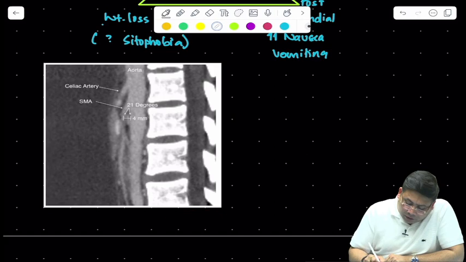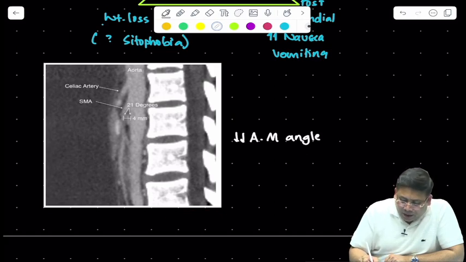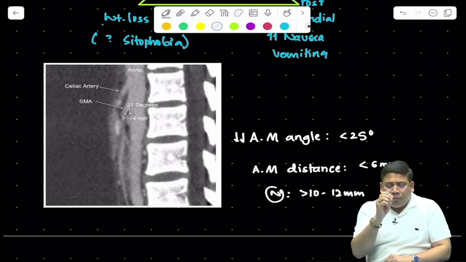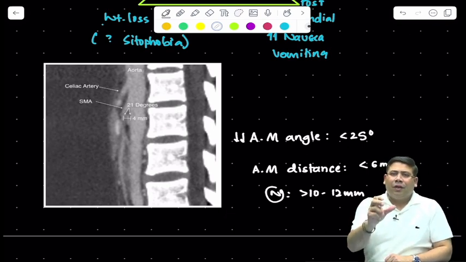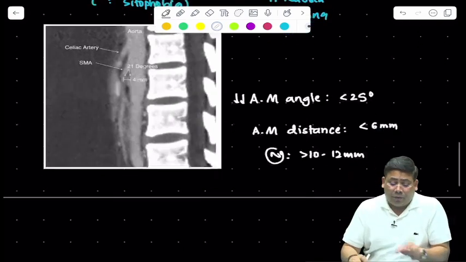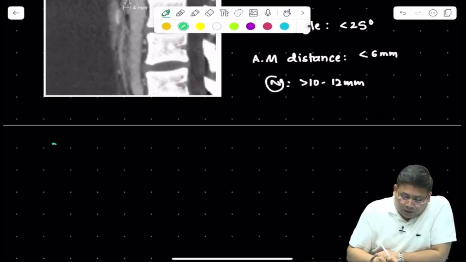So can you see, a reduced aortomesenteric angle is the reason, an angle less than 25 degrees, or an aortomesenteric distance less than 6 mm, which is also very, very important. Normally it is more than 10 to 12 mm. Students, a patient may experience symptoms with an aortomesenteric distance as low as 8 mm also.